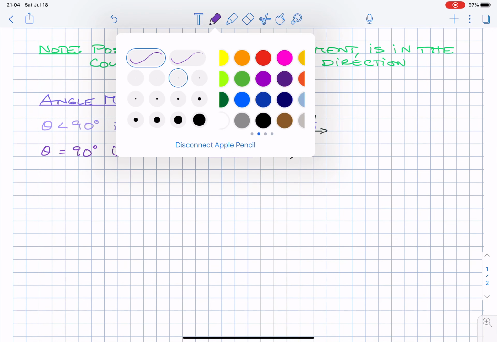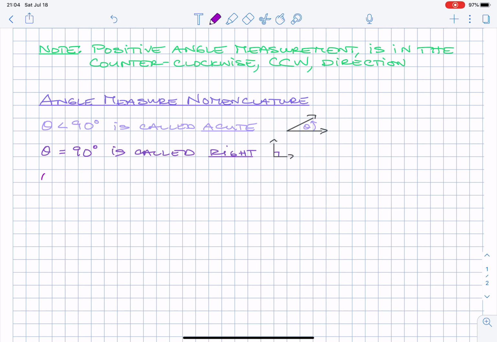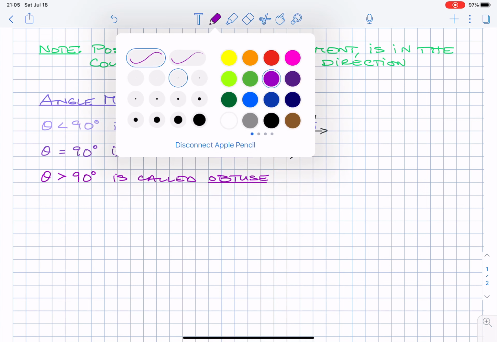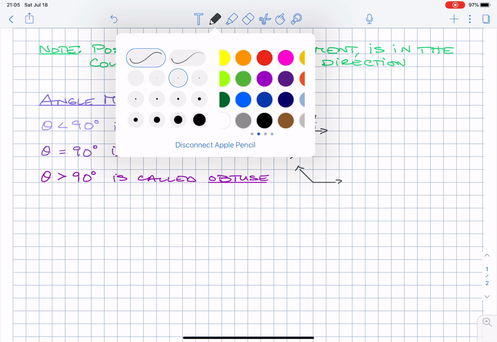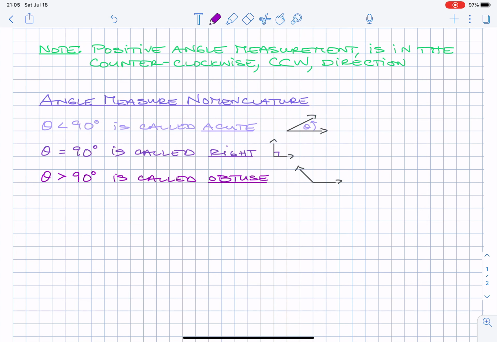Okay, so next we're going to have an angle that's larger than 90. So let's say theta is greater than 90 degrees. So this is called obtuse. An obtuse angle will be a bit larger than 90 degrees. So it'll look something like so.